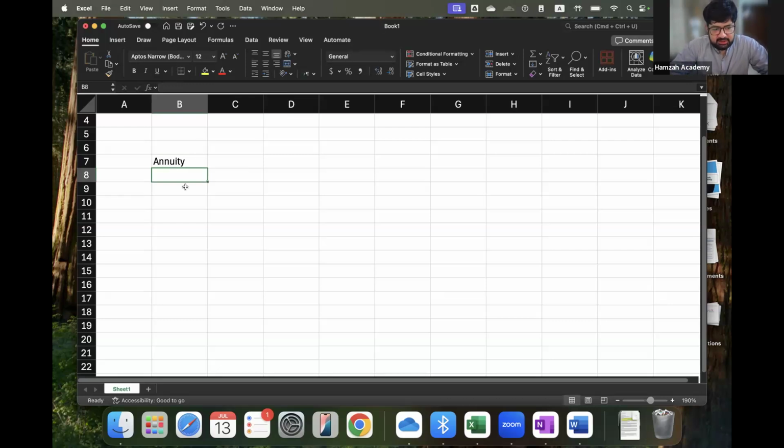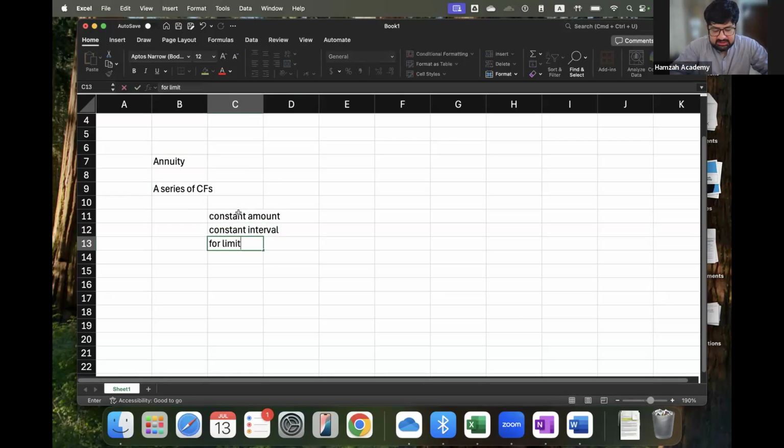Annuity is actually a series of cash flows. Annuity is a series of cash flow which has certain characteristics. Number one is the constant amount. There is constant amount of each cash flow. Then there is constant interval, and then for limited or known period of time. So there are three characteristics.